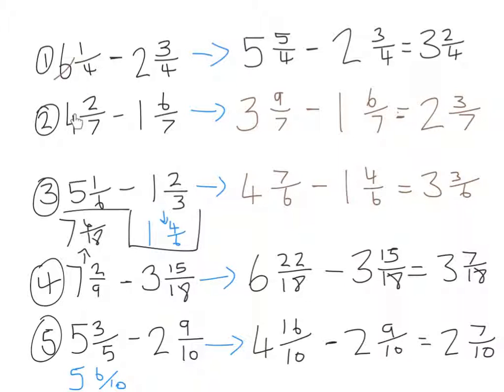4 2/7 we can convert to 3 9/7, and we can take 1 6/7 away from that, leaving us with 2 3/7.